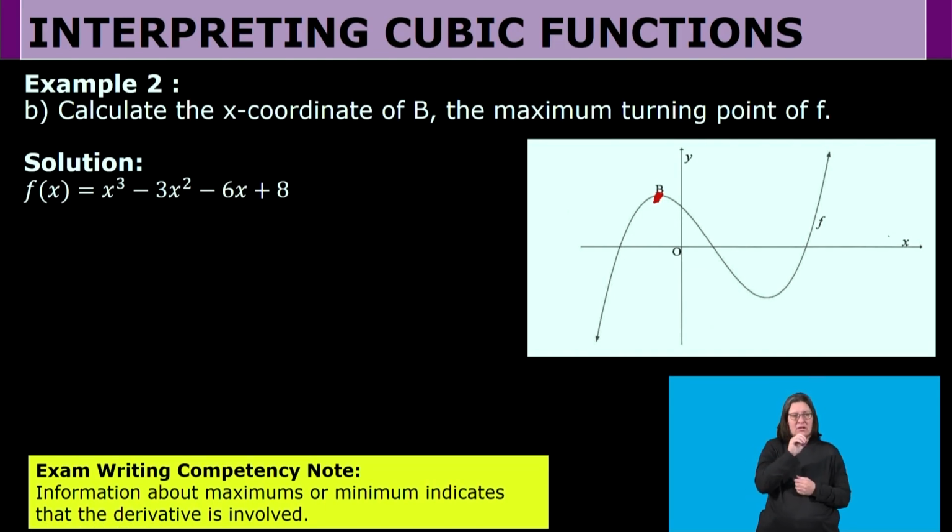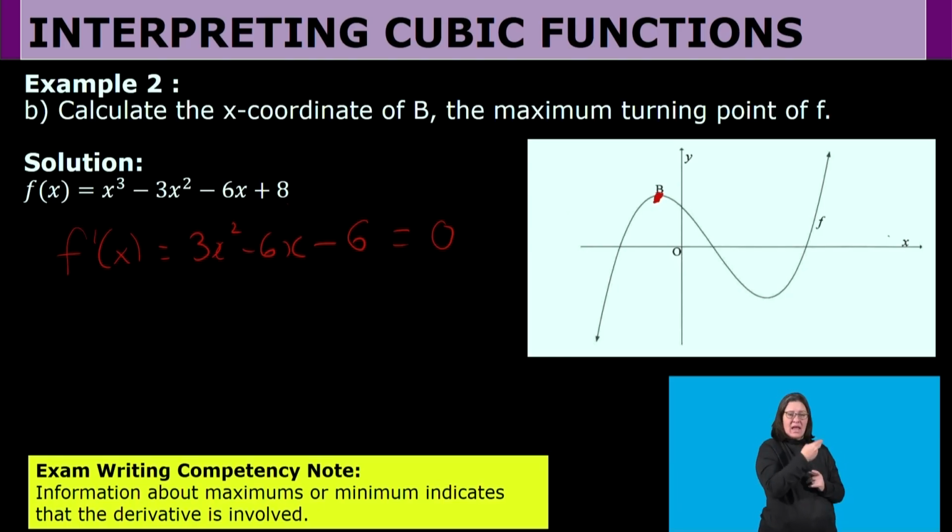We've got f of x is equal to x cubed minus 3x squared minus 6x plus 8. We've worked these values out, so therefore we simply differentiate to get 3x squared minus 6x minus 6 is equal to 0. Remember, we make the derivative equal to 0 because at the stationary point the gradient of any line passing through that point would be 0. Dividing through by 3, I get x squared minus 2x minus 2 is equal to 0.